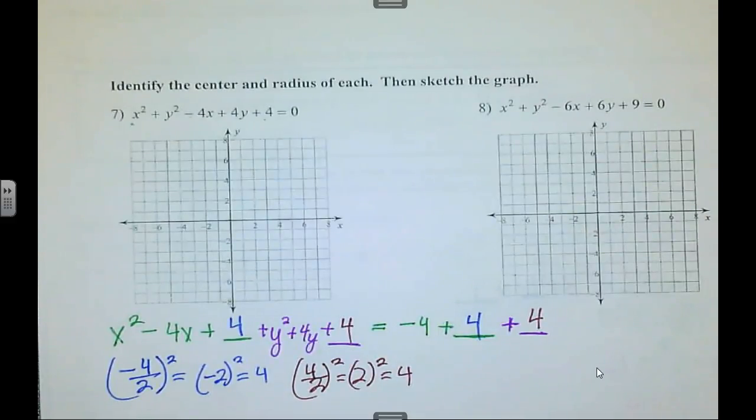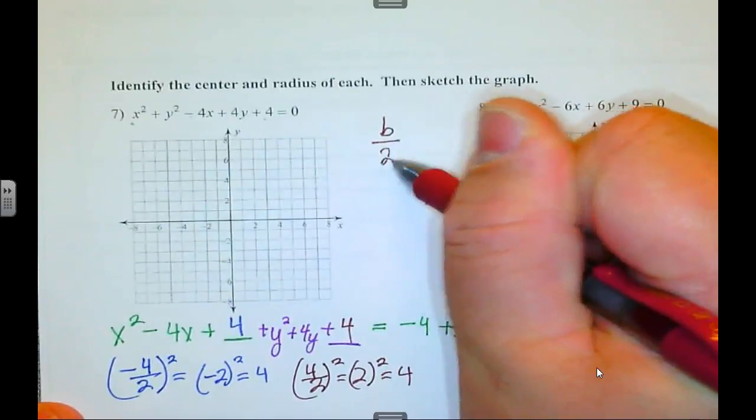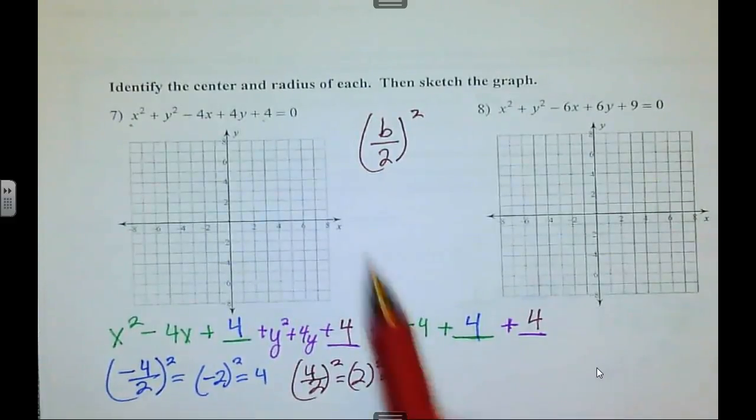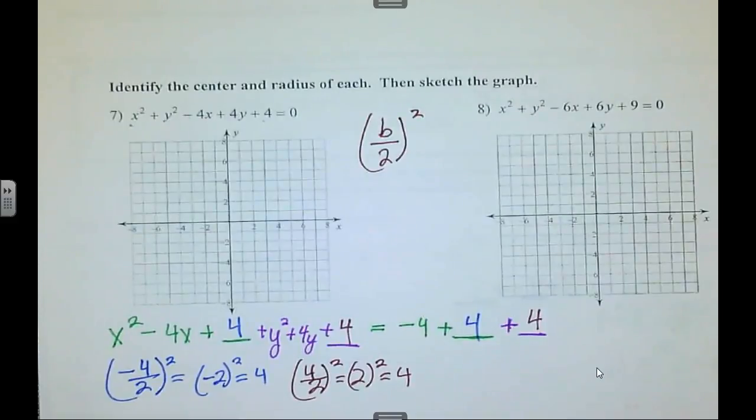Question, Clayton? That's just part of my formula: b divided by 2 squared. That's the formula for completing the square. I could go into where that 2 comes from, but it'll take me like 10 minutes.